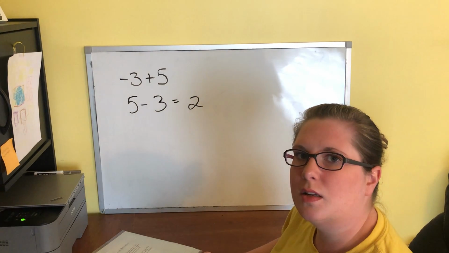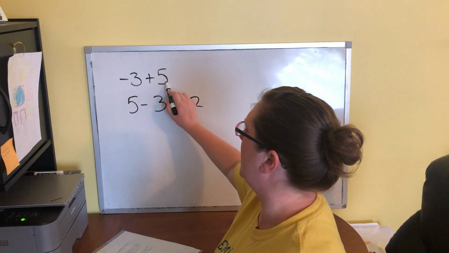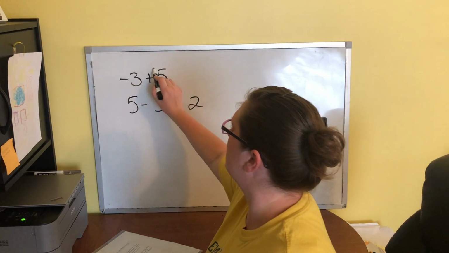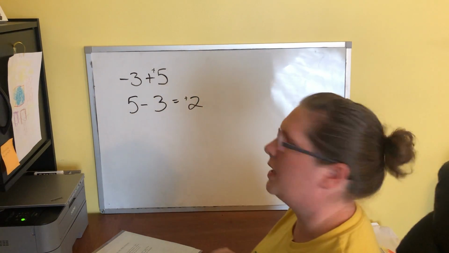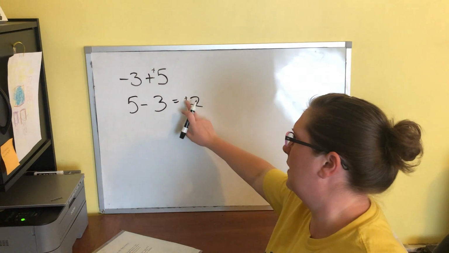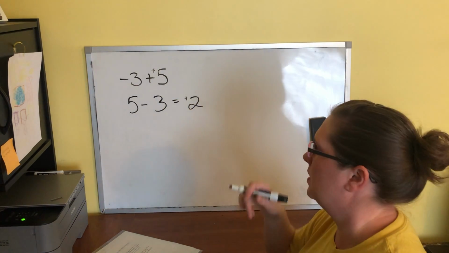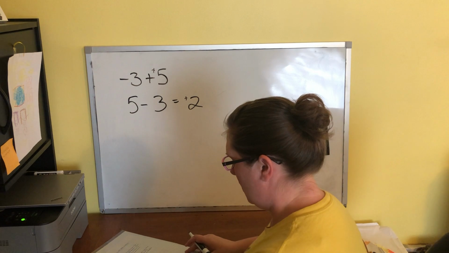Then you're going to look at the number that was larger, the 5. Was it positive or negative? Well, this was a positive number, so our answer is positive. Okay, now you don't have to write that little positive. I just wanted to show you that your answer would be positive. So let's do another one.